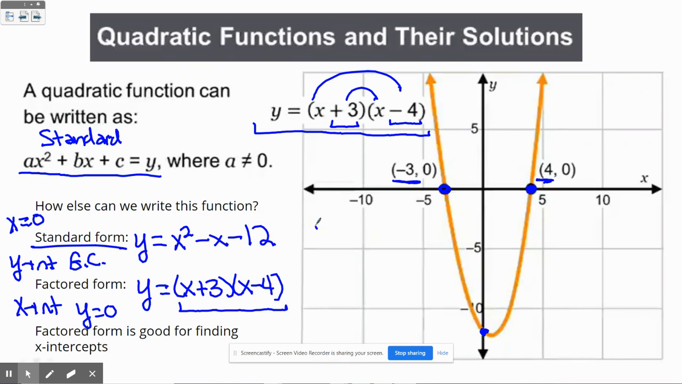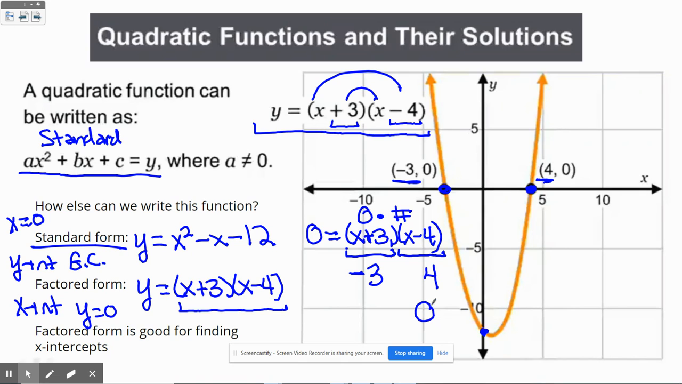So if I solve this equation and I have 0 equals x plus 3 times x minus 4, the things that will make that true will be negative 3 or positive 4. How come? Well, negative 3 plus 3 is 0. These two things are being multiplied by each other. So if you take 0 times any number, you'll get 0. And if x is 4 here, if you take 0 times the number here, you'll get 0.